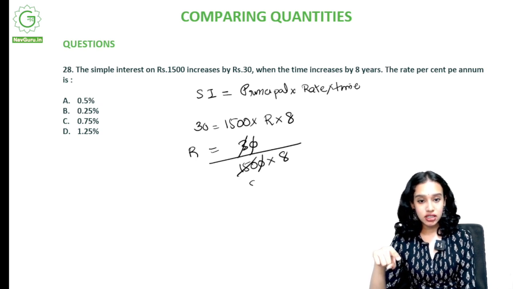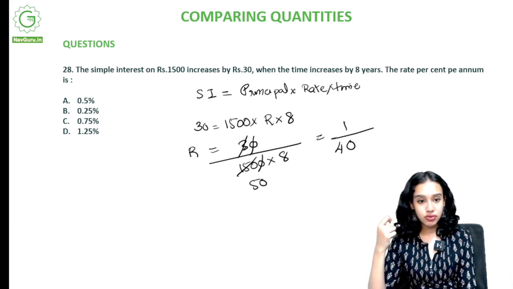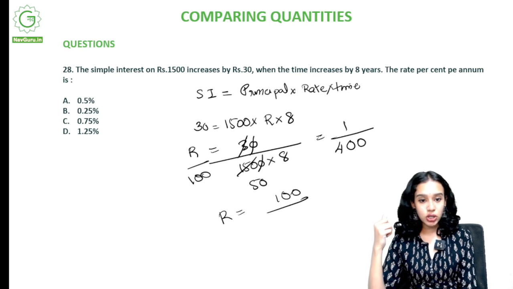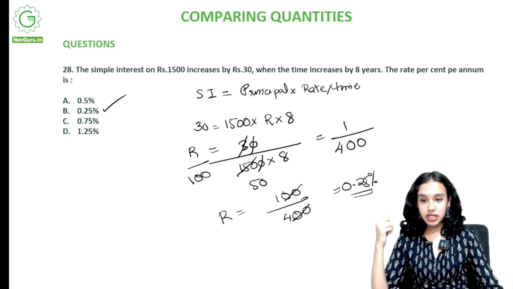Now we could cancel this out. 3 and 15, we get 50. So we get 1 by, what is 50 into 8? 50 times 8 is 400. So this is R by 100, right? So R is equal to 100 by 400. So that is 1 by 4, that is 0.25%. So the answer becomes 0.25% here.